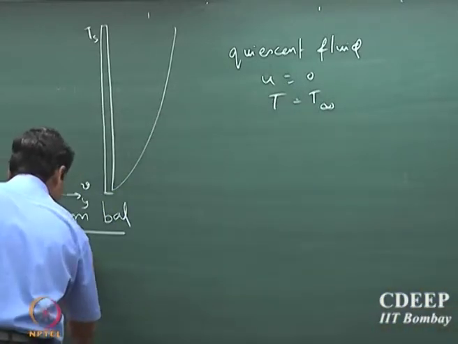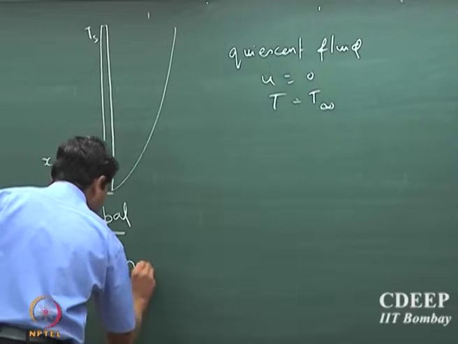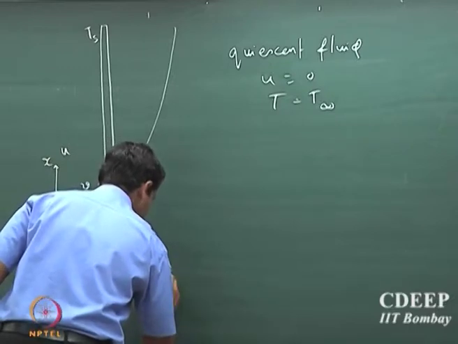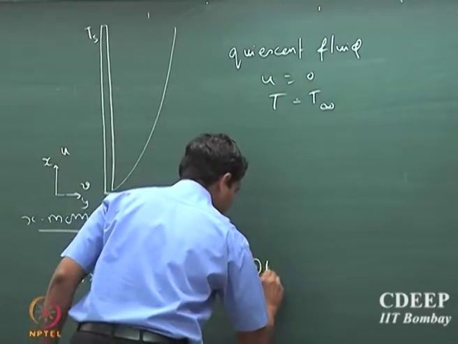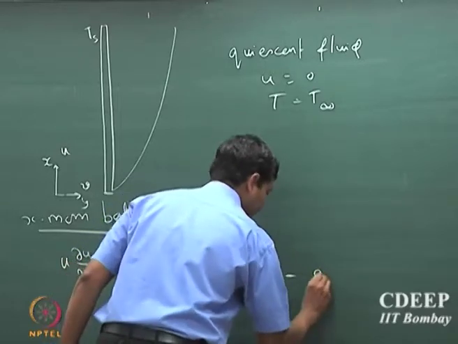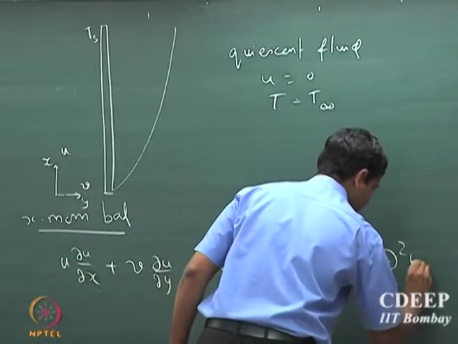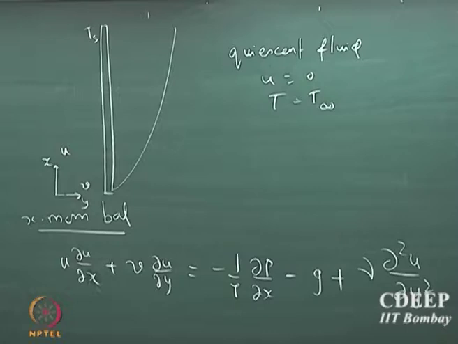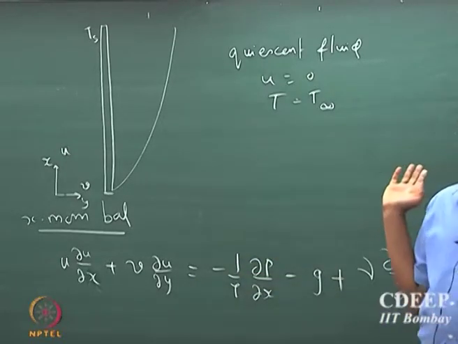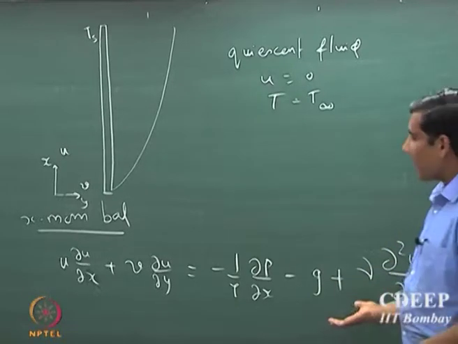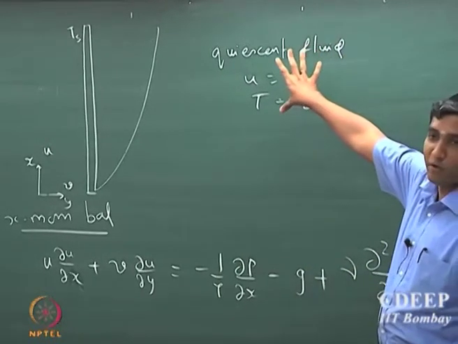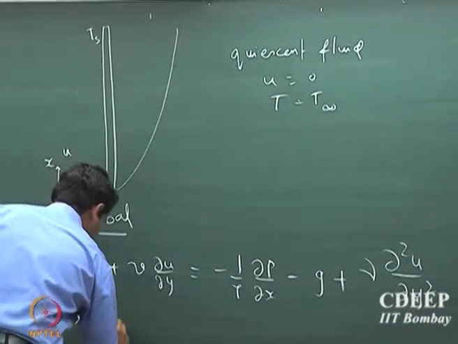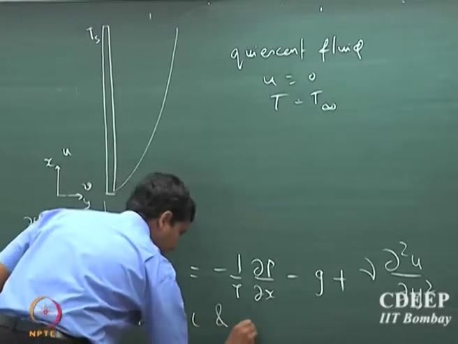So we said that u du by dx plus v du by dy is equal to minus 1 by rho dp by dx minus g plus nu d square u by dy square. So that's the X momentum balance. Now this equation is valid at every location in this problem, and so it is valid in the quiescent fluid as well. So this equation is valid both in the boundary layer and in the bulk.